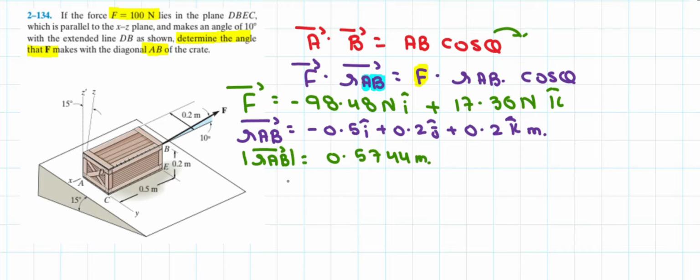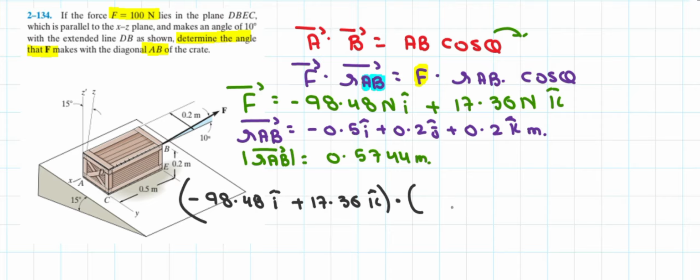So the vectorial form of force F is nothing but negative 98.48 i cap, just forget the unit, okay, with positive sign 17.36 k cap. Now place the dot, and the vectorial form of RAB is nothing but negative 0.5 i cap with positive sign 0.2 j cap with positive sign 0.2 k cap, which is equal to, I have no space here, so that's why I write it below.